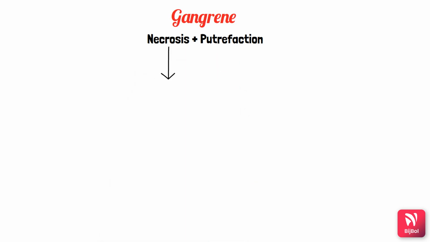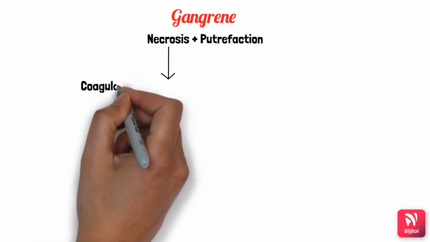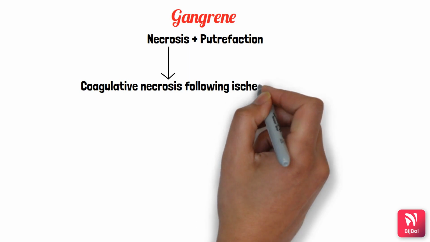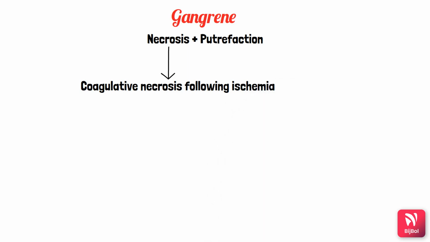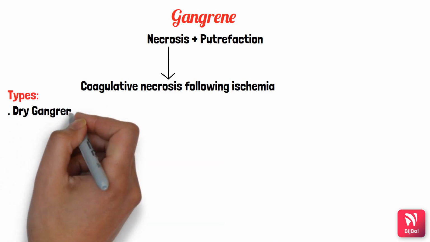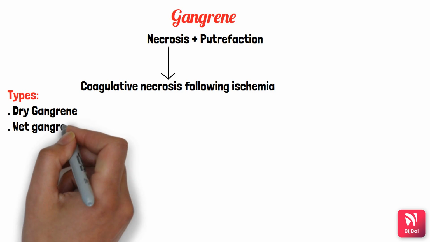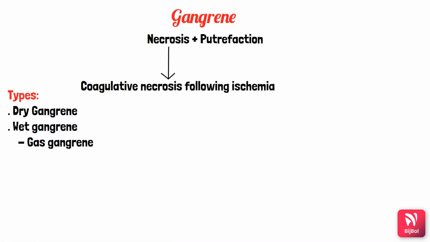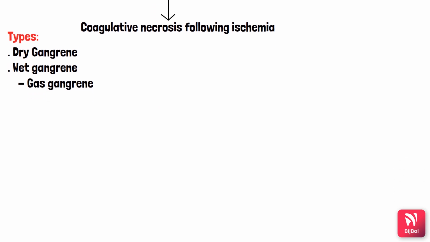When we discussed coagulative necrosis, what did we say was the causative factor? Mainly it is ischemia, that is decreased blood supply. So gangrene is also because of coagulative necrosis following ischemia, with superadded putrefaction. Gangrene is of two types, mainly dry gangrene and wet gangrene, and there is a variant of wet gangrene called gas gangrene. Now let's see dry gangrene.